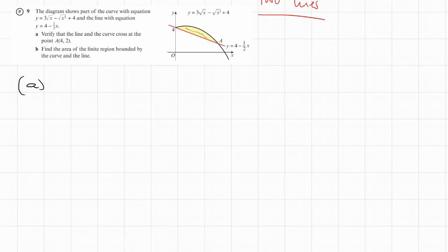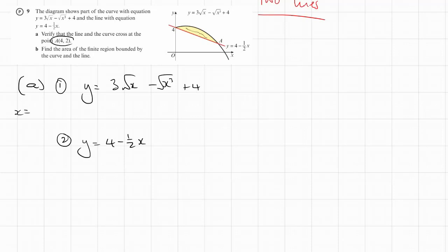Basically, if we sub in x, 4 is the x coordinate for both of them, so let's do that. We'll get equation 1, and we've got equation 2. So if we take the x coordinate of this, so let's say x equals 4, if we sub that in and get y equals 2 for both of them, well then we know that 4, 2 is a coordinate in both. And if they share a coordinate, they must intercept at that coordinate. So that is good enough to verify this.